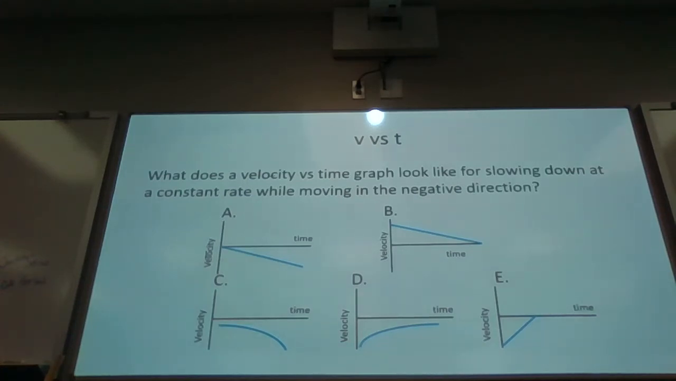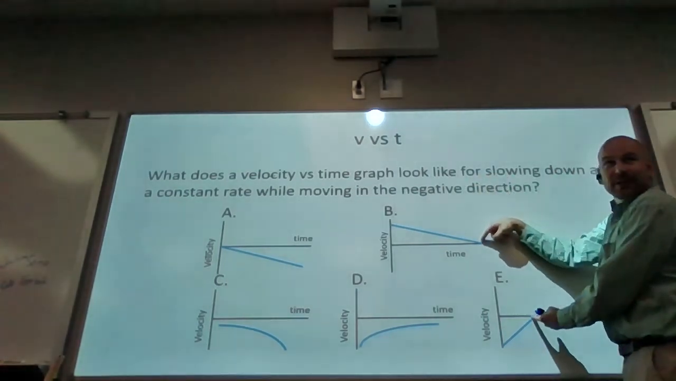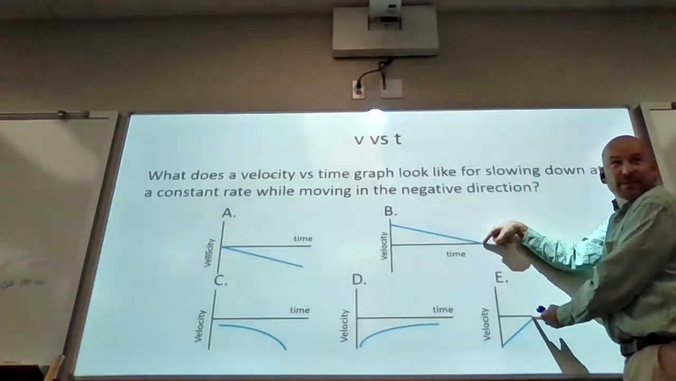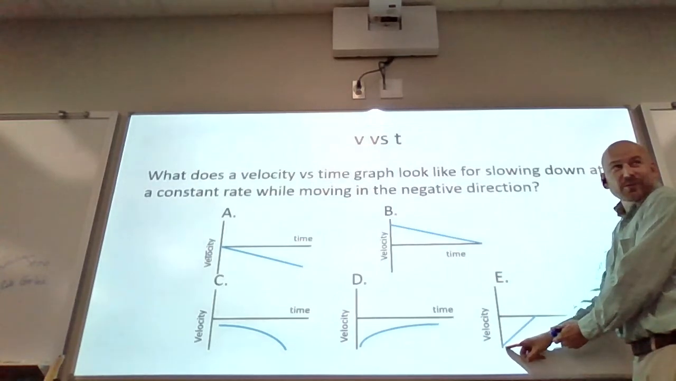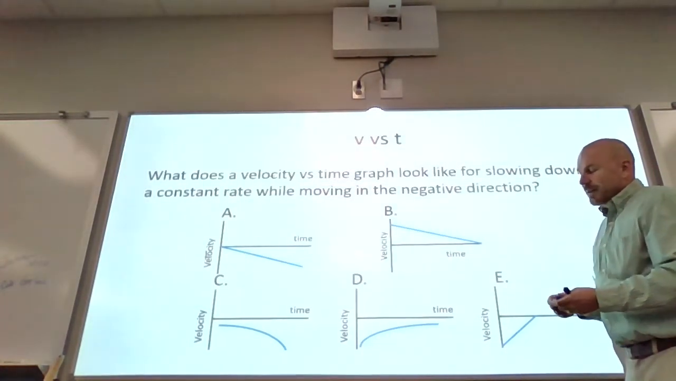Okay, I heard B and E. Are there any other letters we want to throw in the mix? A? Okay. I agree. B and E show you slowing down. Both show slowing down. But E is you traveling in the negative direction. B and E both show the graph going towards zero.